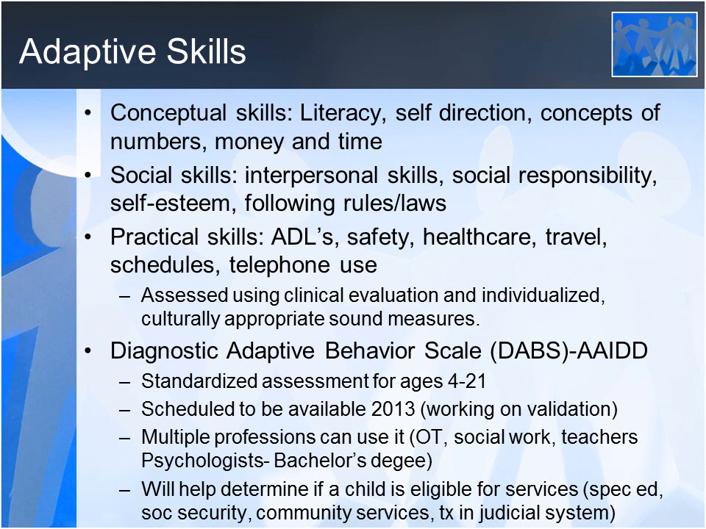Adaptive skills: the conceptual skills are like literacy, so people's ability to read and write, self-direction, and any concepts of numbers, so adding, subtracting, working with money, the concept of time. All of those are conceptual. Social skills are those interpersonal skills. So how do we communicate with other people? How do we interact with other people? What's our social responsibility? What's our self-esteem?